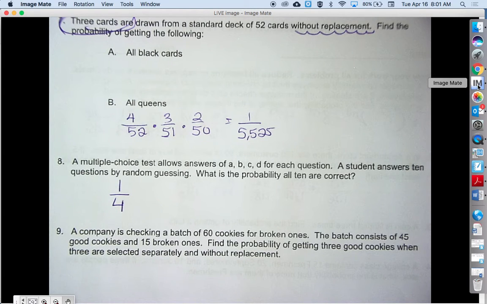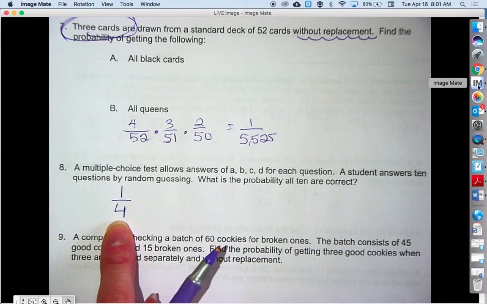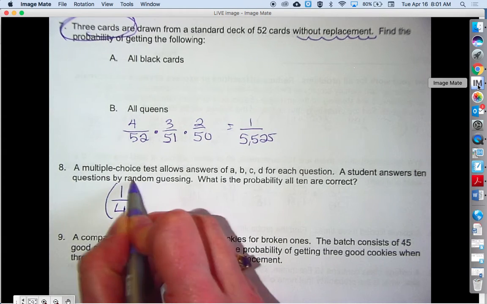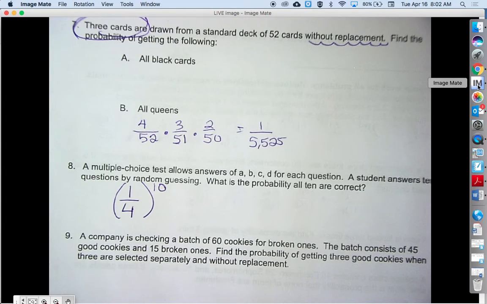Can you have the same answer more than once? You could have a B all the time. You could have a C all the time. You could have a D. So it says, what's the probability that all 10 are correct? So you could do this probability 10 times because it's going to be the same every single time for each question. So this would be question 1. I would do that for question 2, question 3, question 4, and so on. Or I could raise it to the 10th power since the probability is the same for each question. So each question has a 1 in 4 chance of being correct. And then I have 10 questions. So that would be 1 over 1,048,576.